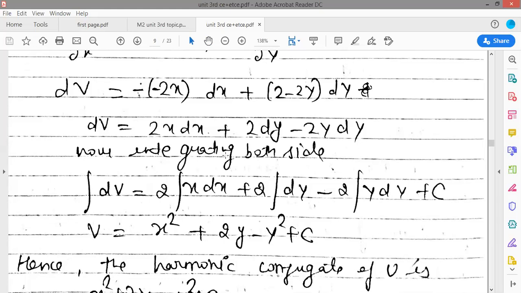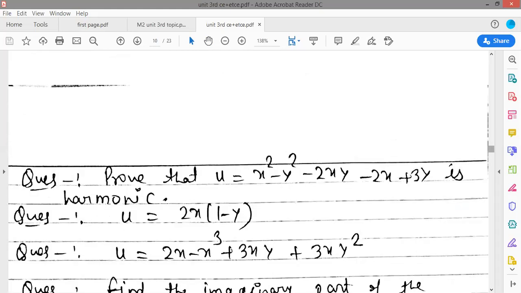On integrating both sides, we have the integral of dv equals the integral of 2x dx plus 2 dy minus 2y dy, plus c, which is your integrating constant. The integration of dv is v, the integration of 2x is x square, the integration of 2 is 2y, and the integration of 2y is y square, plus c. So this is your v, and this function is the harmonic conjugate of u.